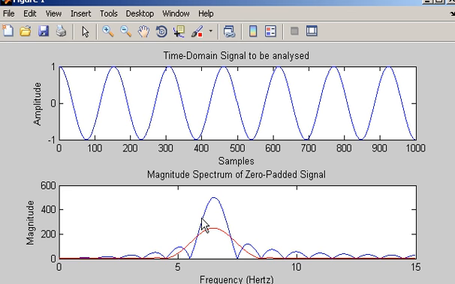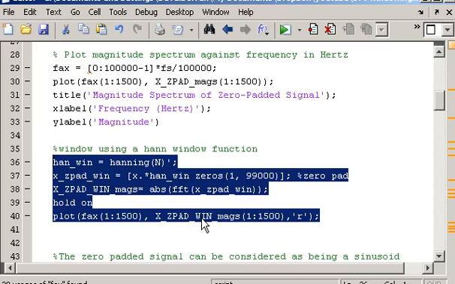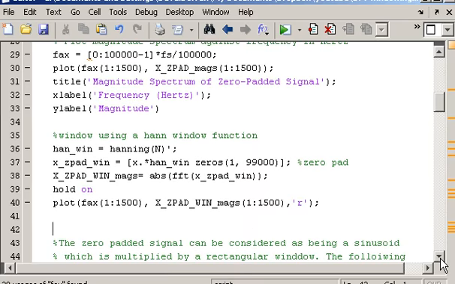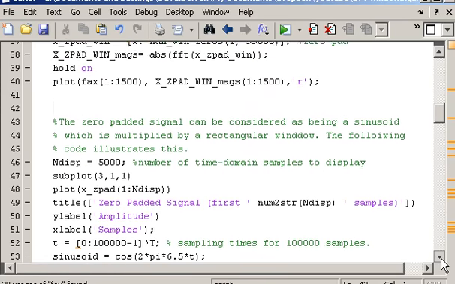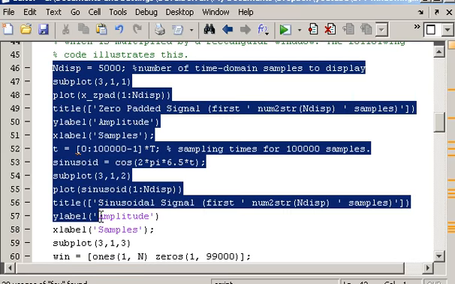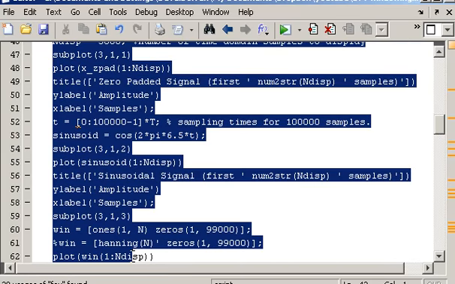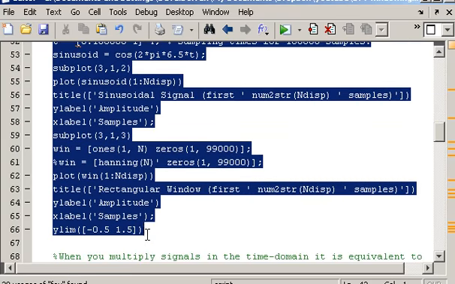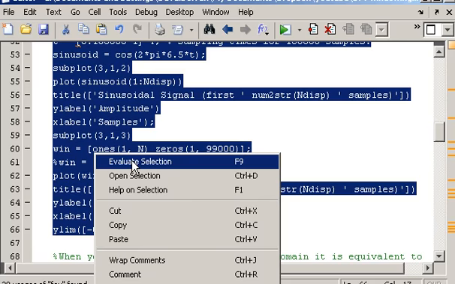Now let me just try to explain that by running through some code that I've written. Rather than going through the code, let me just select it and evaluate it, and you can go through it yourself if you want to download that code later on, and we'll see what it produces.